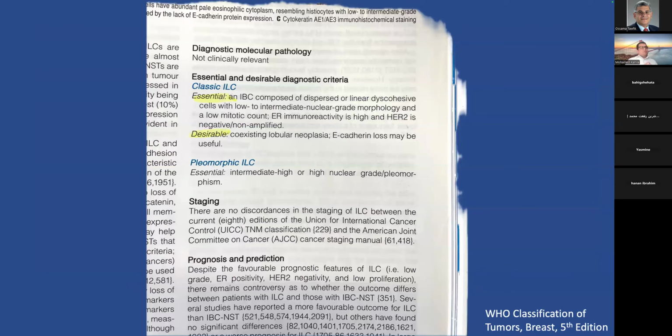This is from the WHO, just highlighting the essential criteria for diagnosis, which we spoke about, and the desirable criteria. The desirable criteria are the coexistence of lobular neoplasia or E-cadherin loss. So E-cadherin is not a mandatory requirement because there is 20% of lobular who retain the E-cadherin. And also talk about the prognosis and prediction. So right now, the difference between invasive lobular and invasive ductal is all based on the grading. There is no difference between them.